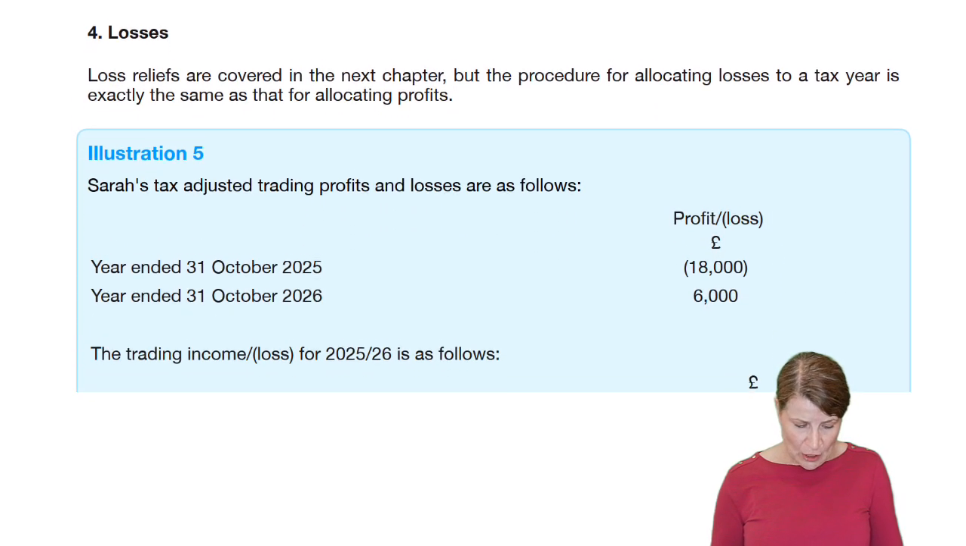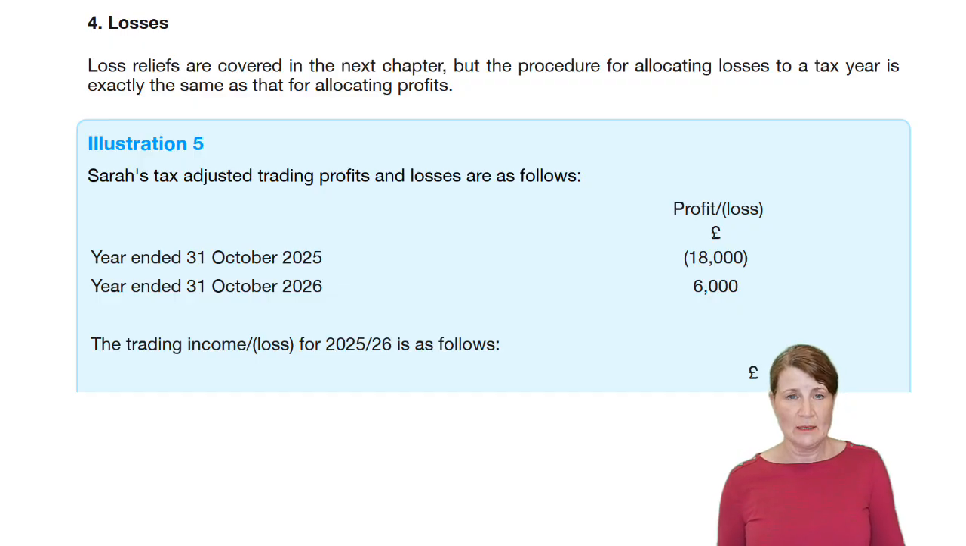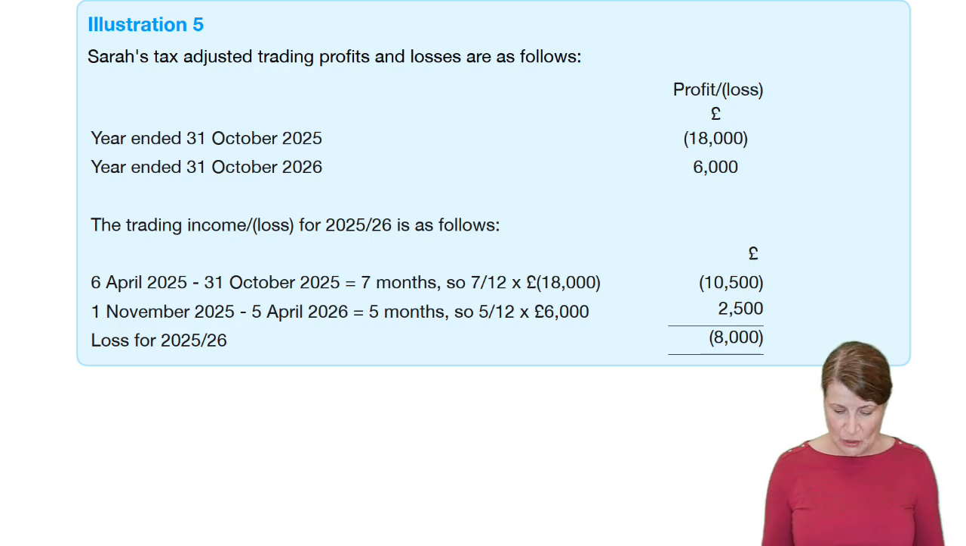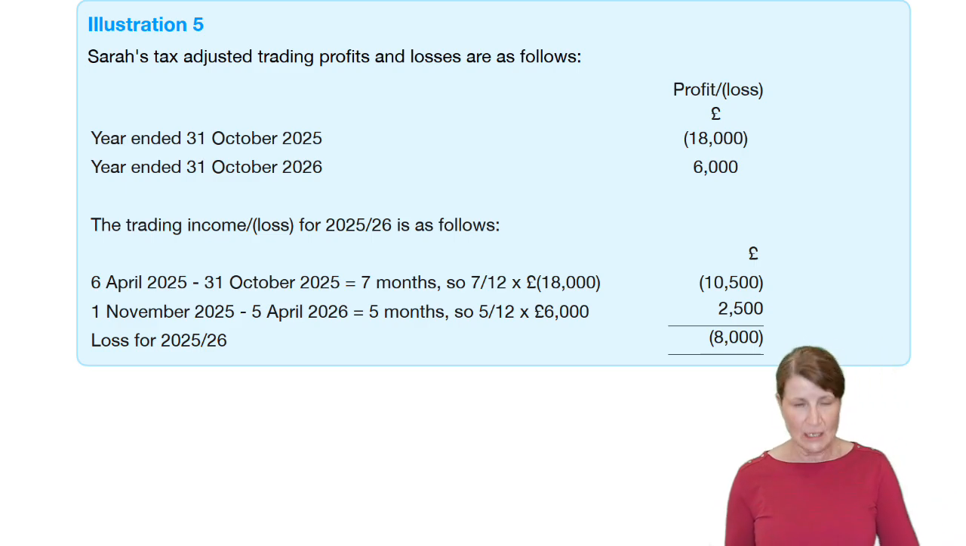Now, where we've got losses, we're going to have a look at losses in a bit more detail in the next chapter. But the procedure for allocating losses is exactly the same as the procedure for allocating profits to a tax year. So as an example, once again, we've got Sarah. Sarah's tax-adjusted trading profits and losses are as follows. We've got a year end of the 31st of October. In the year ended the 31st of October 2025, we've actually made a loss of £18,000. And then we make a little profit in the year ended the 31st of October 2026.